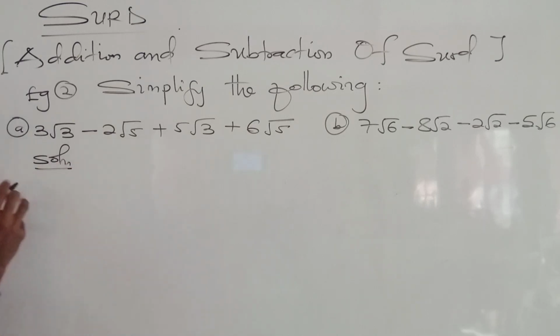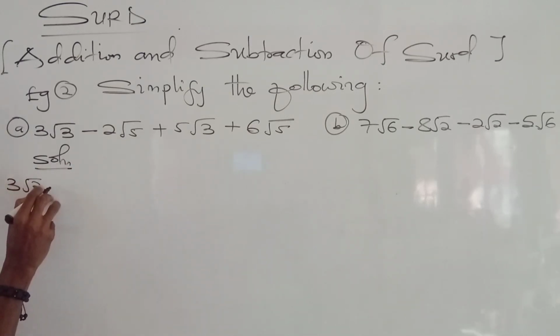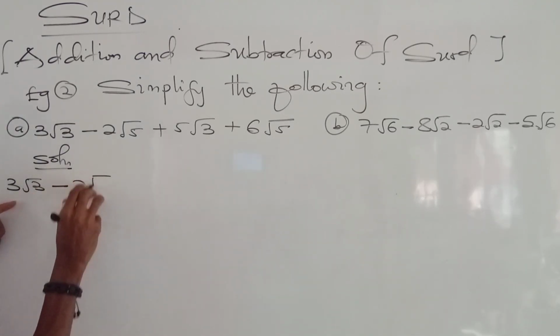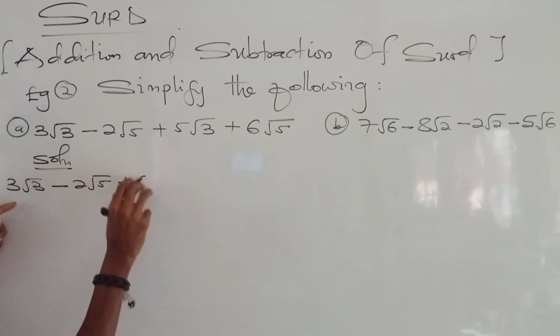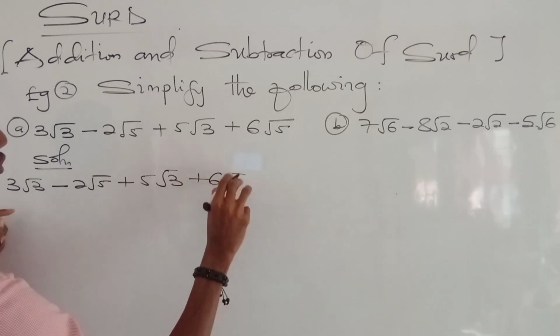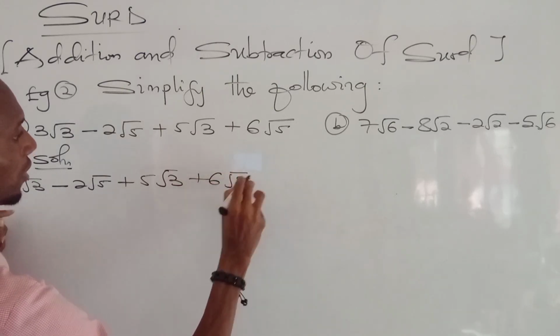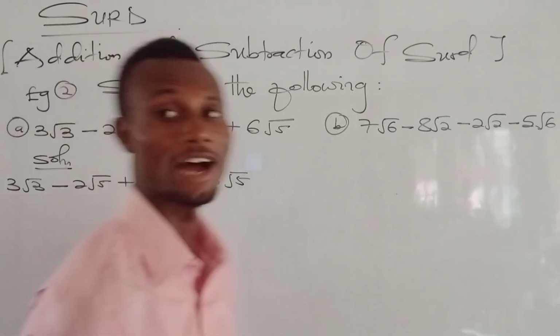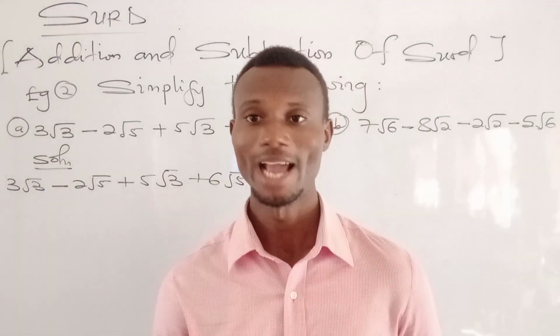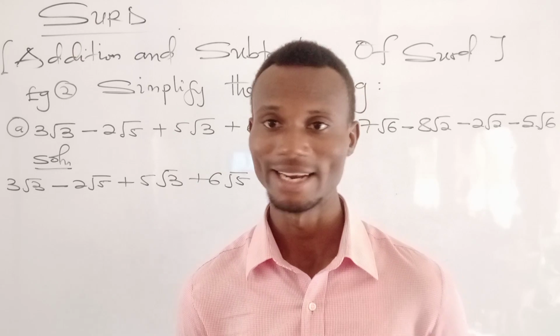So for A, I have 3 root 3 minus 2 root 5 plus 5 root 3 plus 6 root 5. We have to simplify this one, and I've explained that we can only add like terms and we can only subtract like terms.